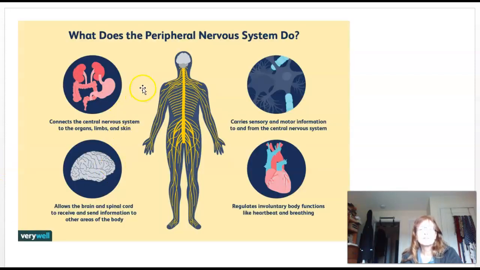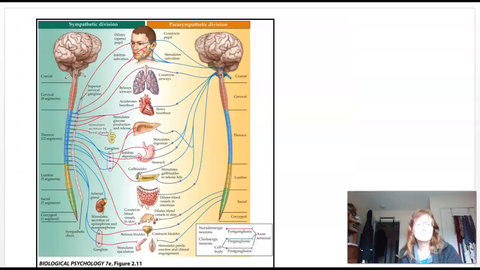We can look at peripheral this way too, which I like because the graphics give you the idea that it's a connector, right? It connects the central nervous system to all these things which have to operate all the time. So the central nervous system has a role in controlling the activities of the organs and the limbs and the skin, carrying information to and from the central nervous system, and regulating really basic functions like heartbeat and breathing.